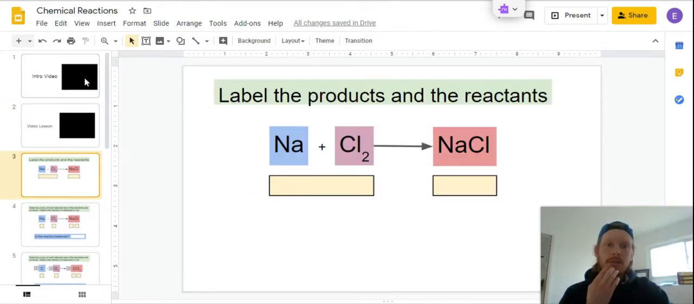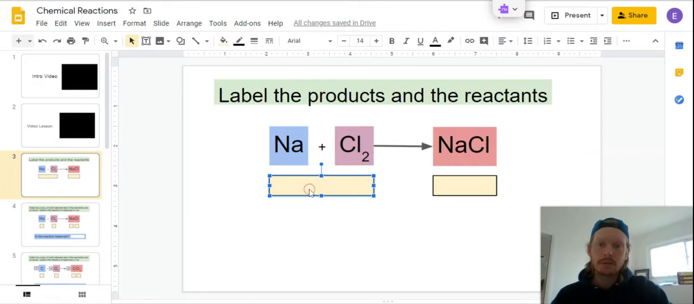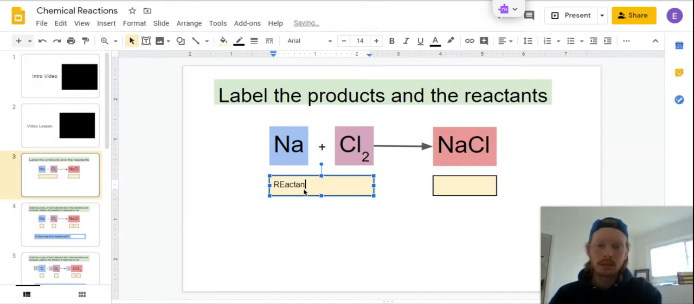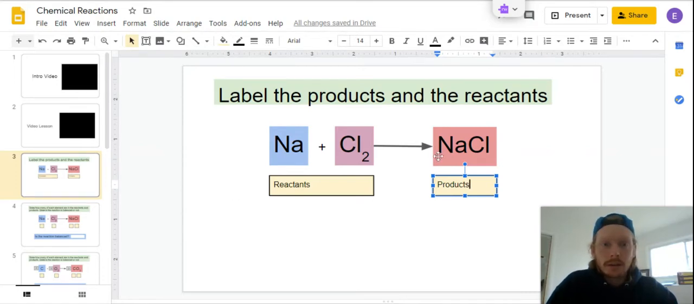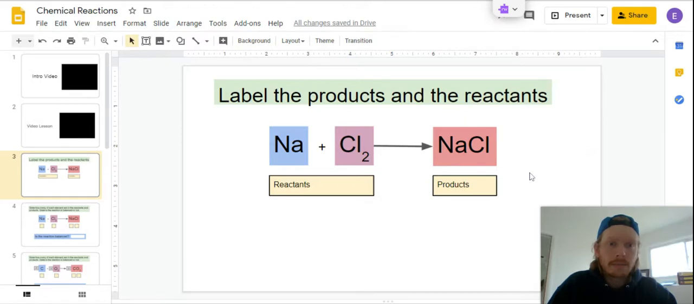First question, label the products and the reactants. So all we had to do was simply label which side were the reactants, which side were the products. And again, the products, I think, is the easier one to remember because it's being produced, right? Something's happening and something new is being produced. That's the key of a chemical reaction, something new being produced. This is the products. This is what is produced. What's next?